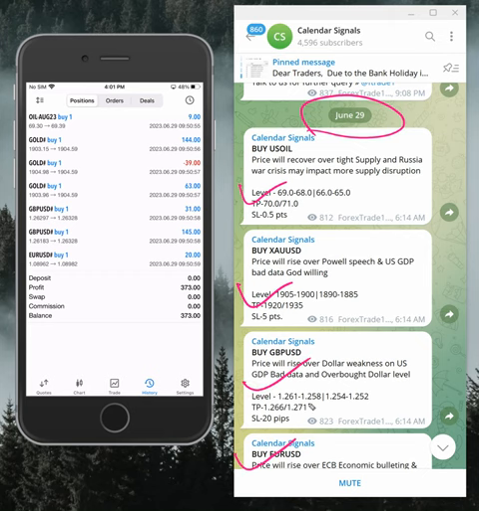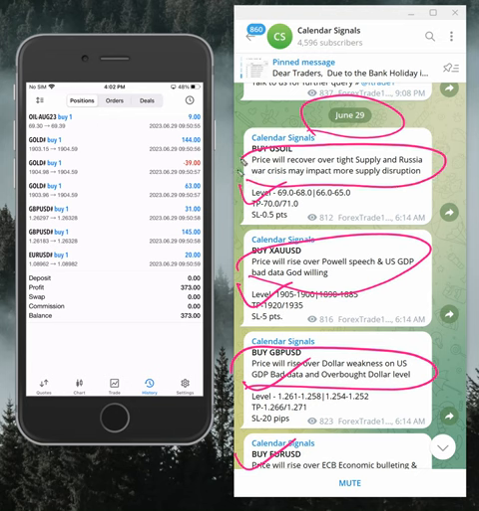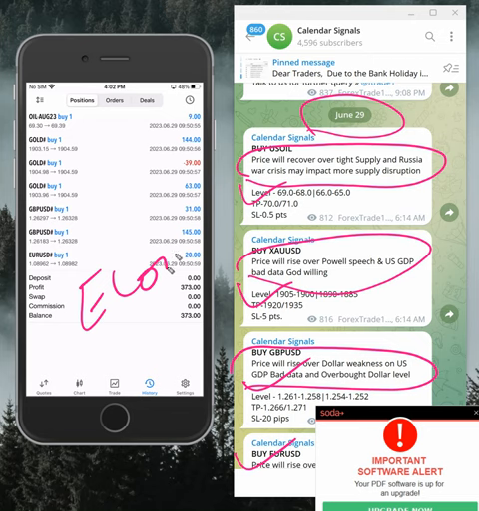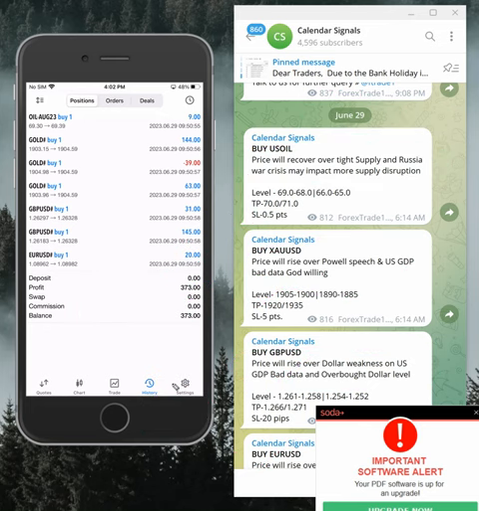All these signals were given based on strong reasoning. Why are we giving that script, buy or sell? The reasoning is mentioned in this section here. Usually it will be based on economic data or news. Also we are considering oversold and overbought market conditions as well.